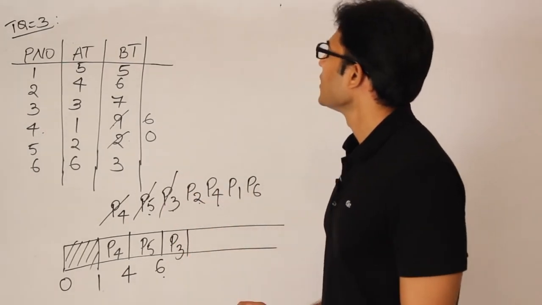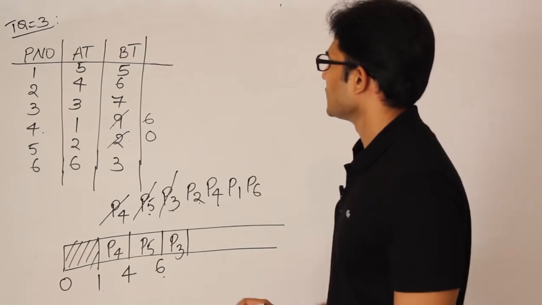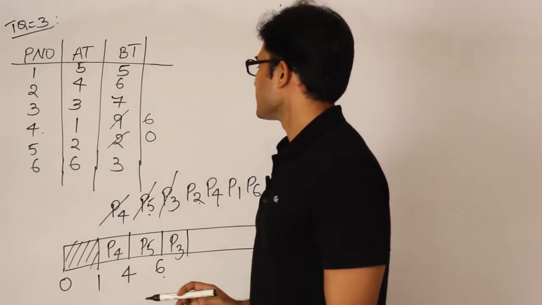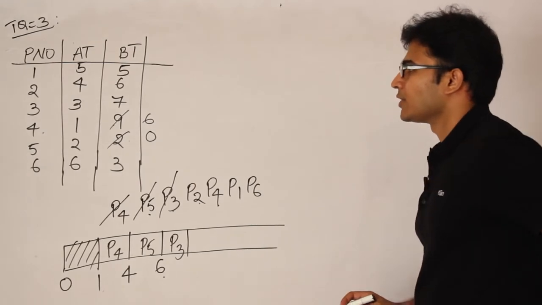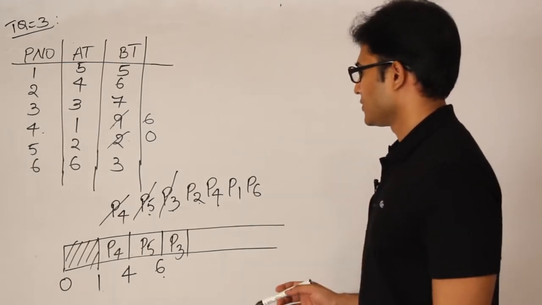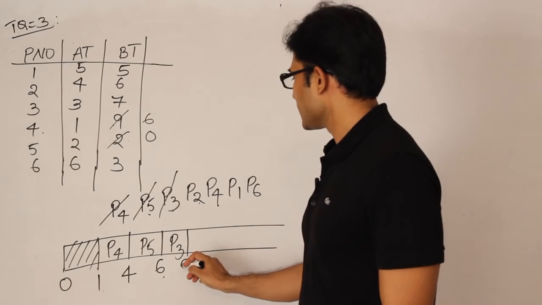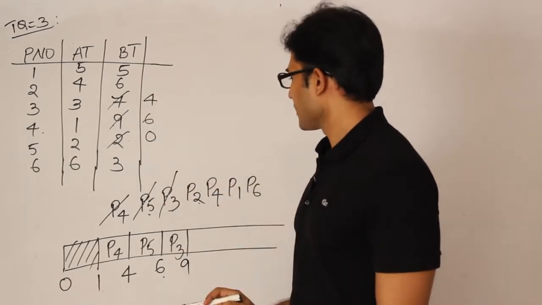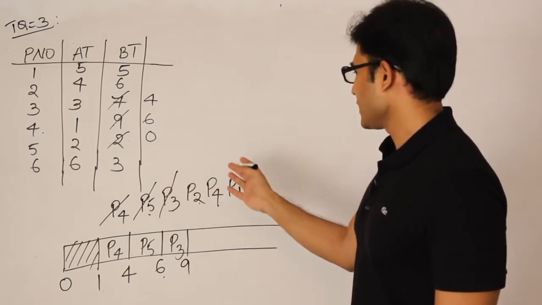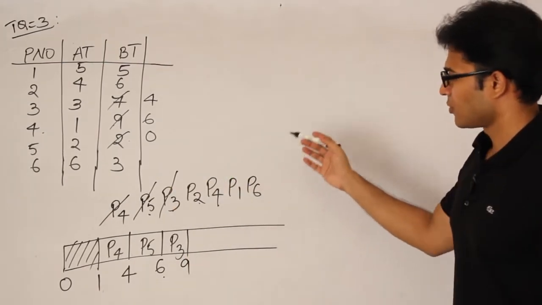Now just see the time for P3. So burst time for P3 is 7, isn't it? But then you are not going to run P3 for 7 units. You are going to run it only for 3 units, which means till 9 I am going to run it. So it is going to remain as 4. And now by the time 9, everything has arrived, so you need not worry about any new process.